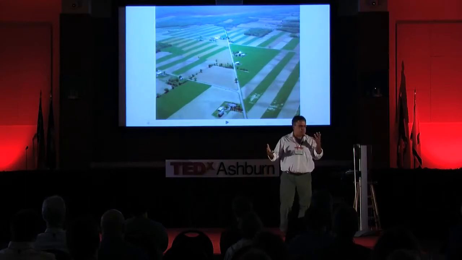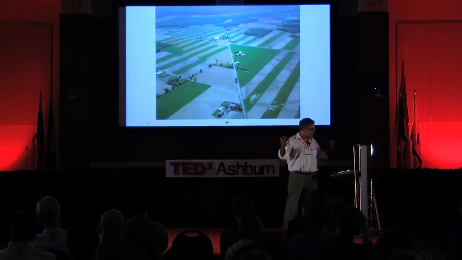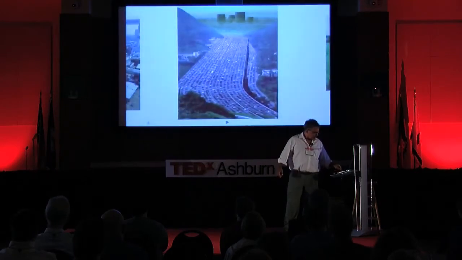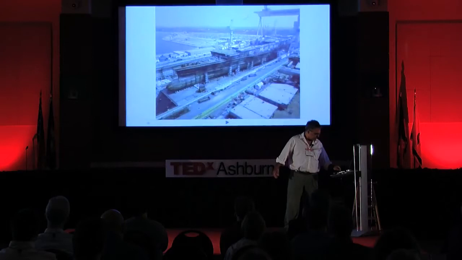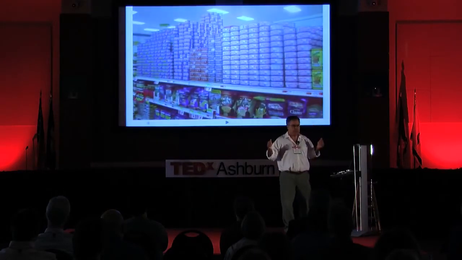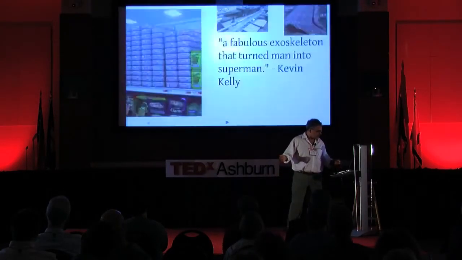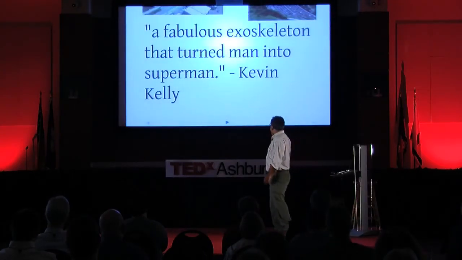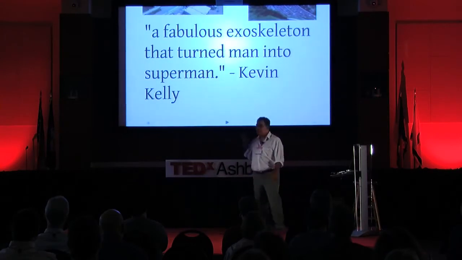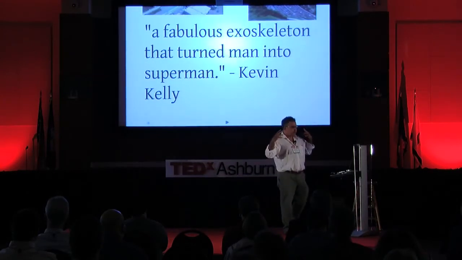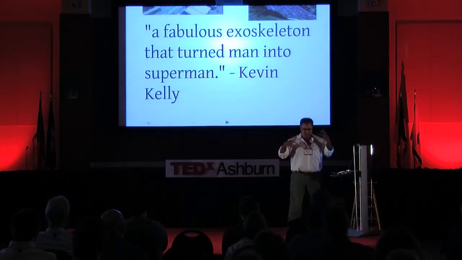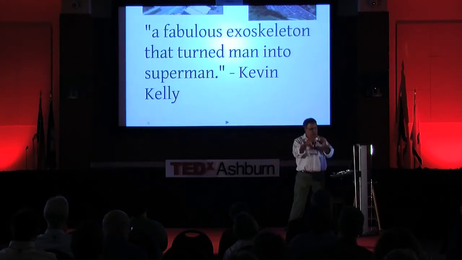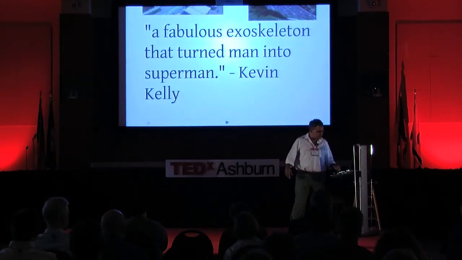So the big ideas in technology, things like farming, livestock, cities, shipbuilding, and of course, canned tuna. Okay, these are all what Kevin Kelly, one of my favorite writers about technology, said, these are a fabulous exoskeleton that turned man into Superman. I want you to think about how what we're going to talk about here is just a little piece of something, I think, much bigger than we might imagine.